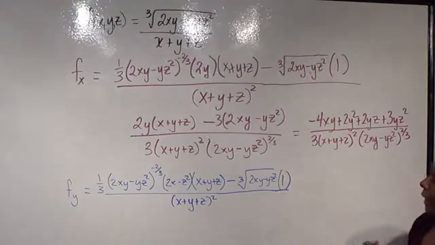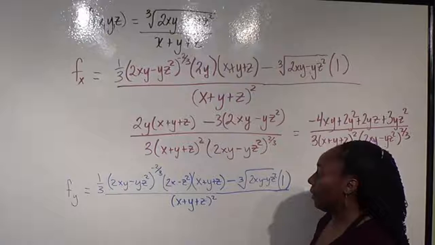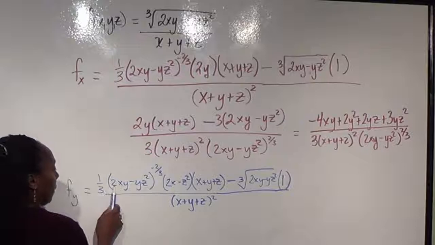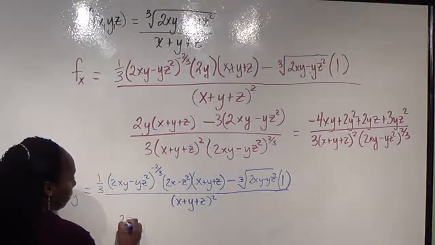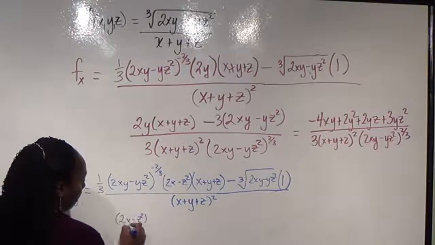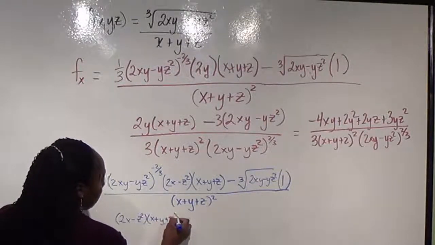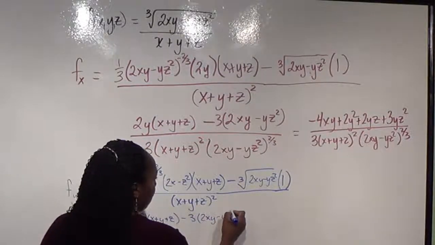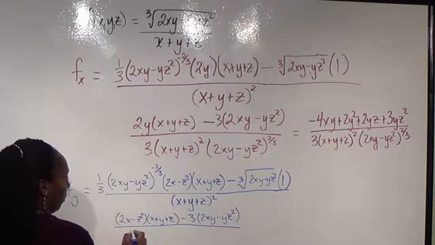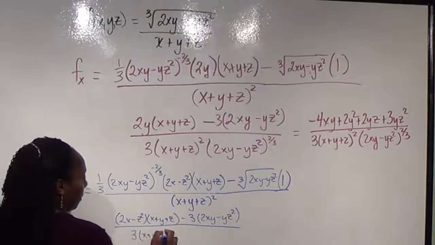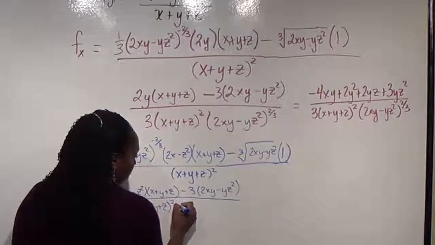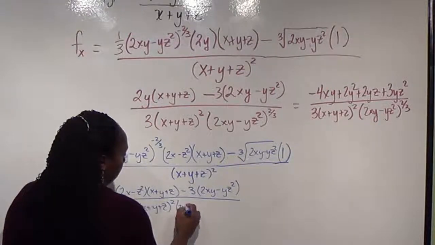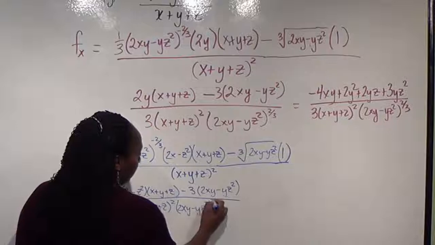Okay, and again we can get rid of the negative exponents just like we did before. So again, we'll multiply by 3 times this to the 2/3. So we'll get a 2x minus z squared times an x plus y plus z minus 3 times 2xy minus yz squared all over 3 times x plus y plus z squared times the cubed root of 2xy minus yz squared to the 2/3.